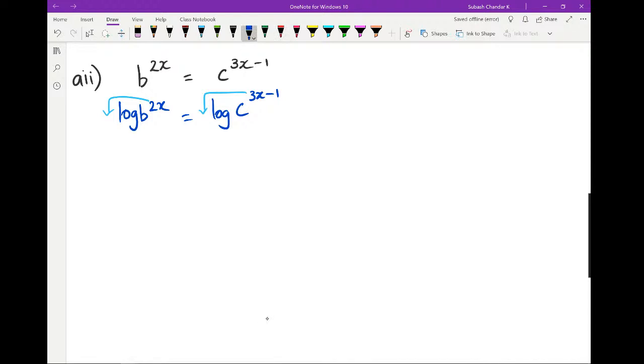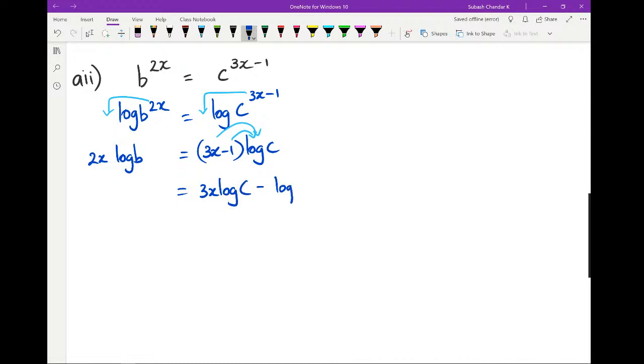So as always, the power is going to come into the front. So we're going to have this as 2x log b equals 3x minus 1 times log c, and then we're going to expand the bracket. So when we expand the bracket, we're going to get 3x log c minus log c, and on this side we've got 2x log b. So bring all the terms together, so we've got 2x log b minus 3x log c equals negative log c.